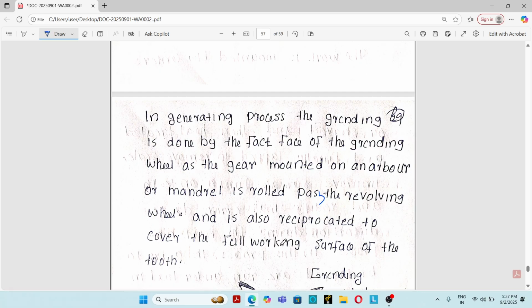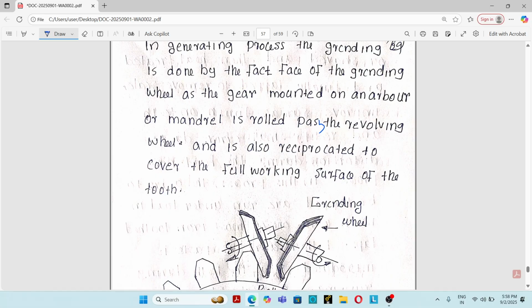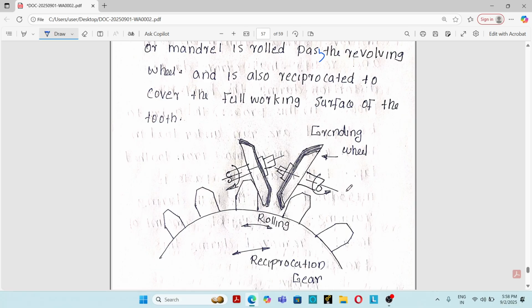and is also reciprocated to cover the full working surface of the tooth. So in your case, the grinding wheel is rotating, and the gear will be reciprocating, and also it is revolving in order to grind the entire face. See, disc type wheels are commonly used in this generating process. Disc type wheel means which can grind narrow gaps. Okay, so this is the gear grinding by generating method.